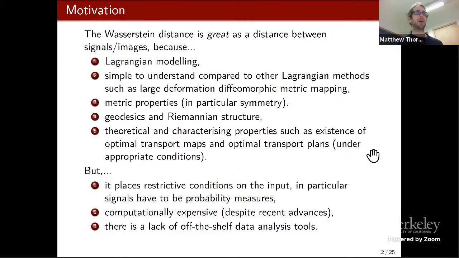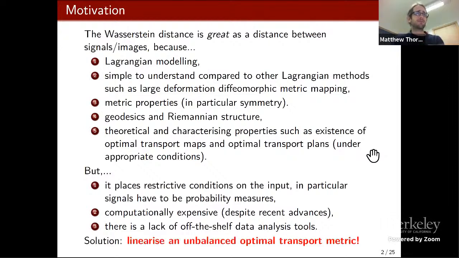Particularly, it's quite restrictive on the input. So we have to treat images or signals as probability measures. It's computationally quite expensive. And of course, we don't really have off-the-shelf data analysis tools. So for example, if you wanted to do something like PCA or LDA, I wouldn't really know how to do this in the Wasserstein space. But of course, for the Euclidean space, I don't even have to think about it. I can just use an inbuilt function from MATLAB and everything works.